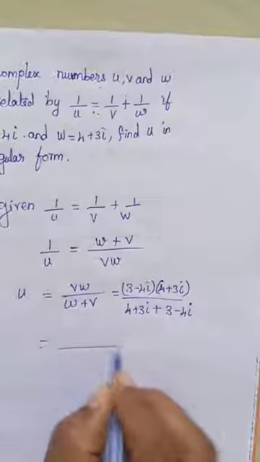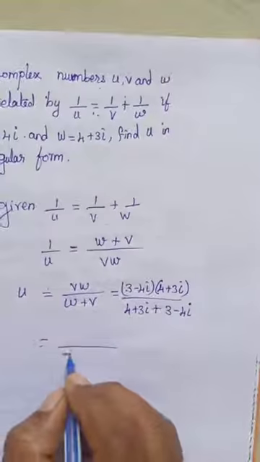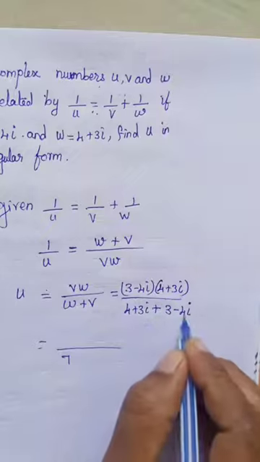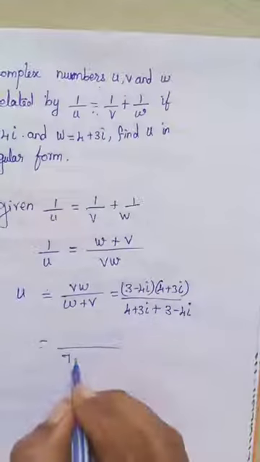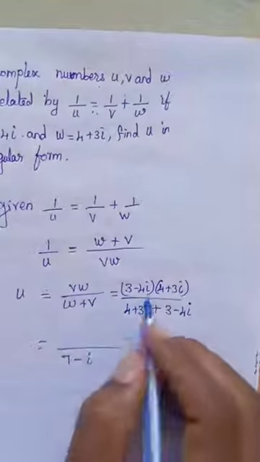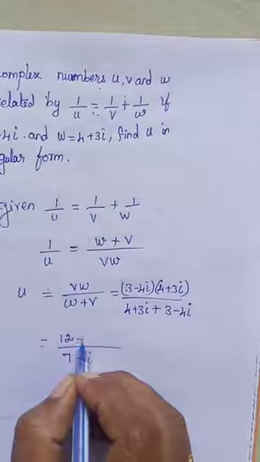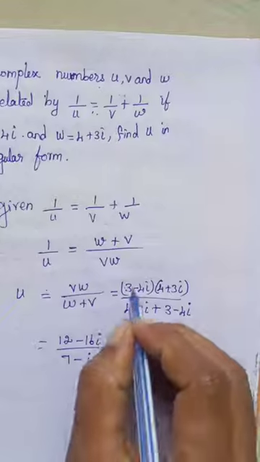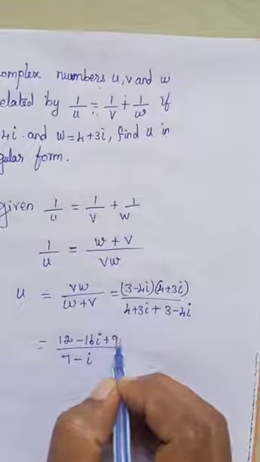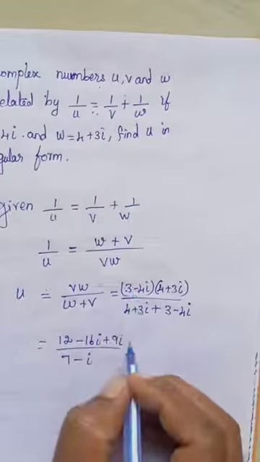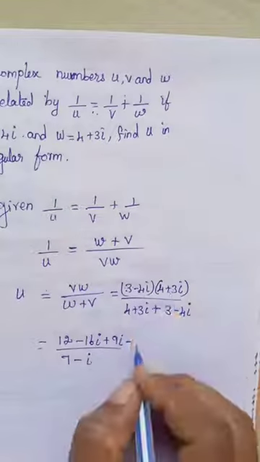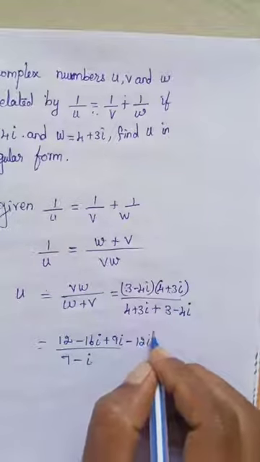This denominator is 4 plus 3, 7, and 3i minus 4i, that is minus i. Numerator we have to multiply. 3 into 4, 12. This is minus 16i. 3 into 3, that's plus 9i. Minus into plus, minus. 3 into 4, 12i square.